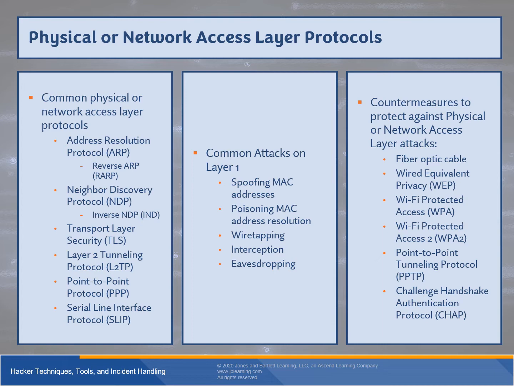Point-to-Point Tunneling Protocol, or PPTP, and then CHAP, Challenge Handshake Authentication Protocol. These are some things that work against some of the attacks at layer 1 to improve the security of the protocols listed in the far left column.